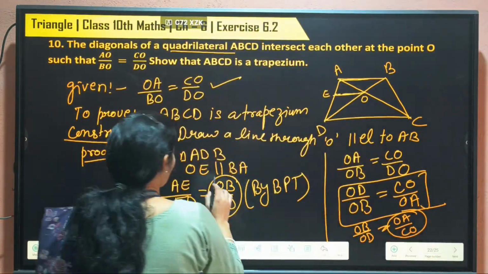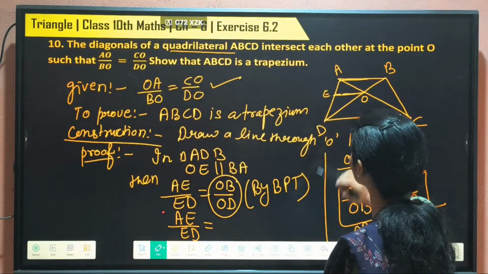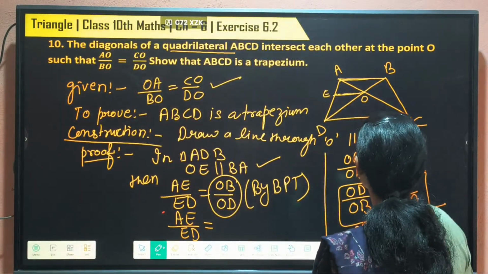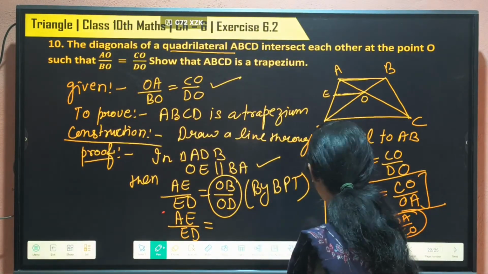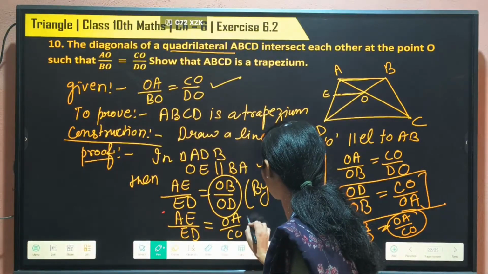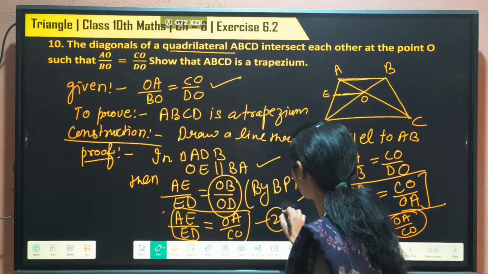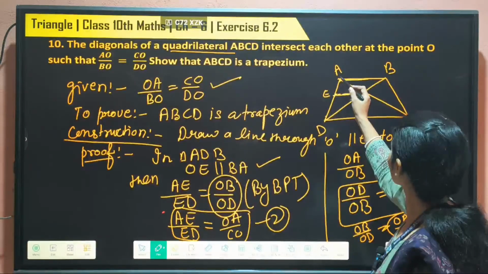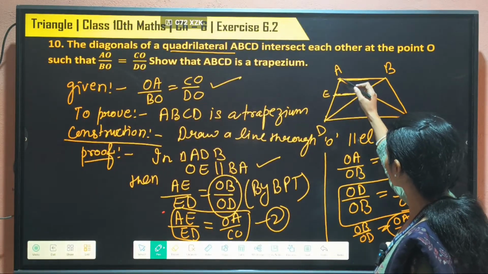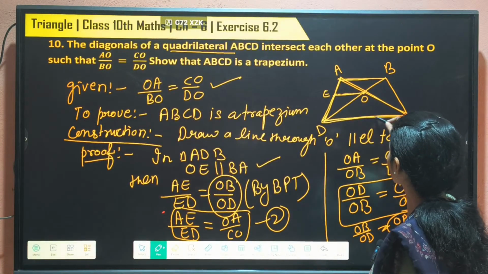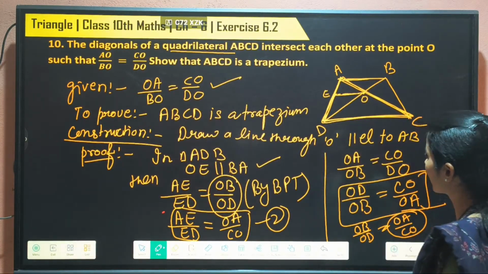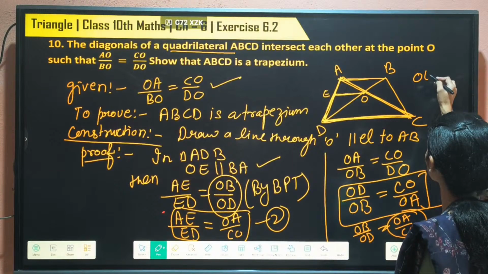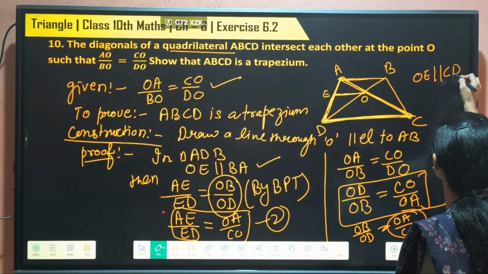Okay, again see, in triangle ADB, OE is parallel to AB, then corresponding sides ratio will be equal. Now from there we can write OA by CO. From equation number 2, if you check in the figure, AE by ED equals OA by OC. This is the ratio of corresponding sides. Ratio of corresponding sides are equal, then this OE will be parallel to CD.